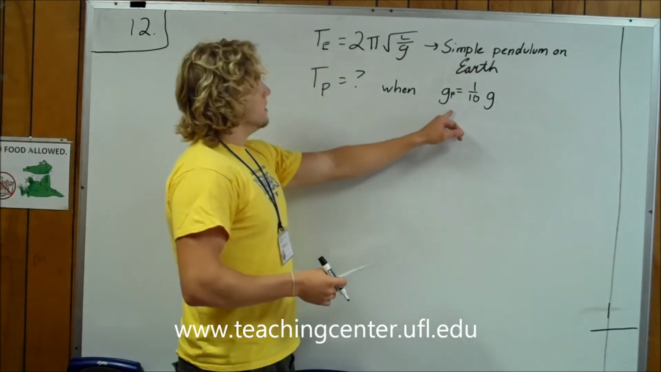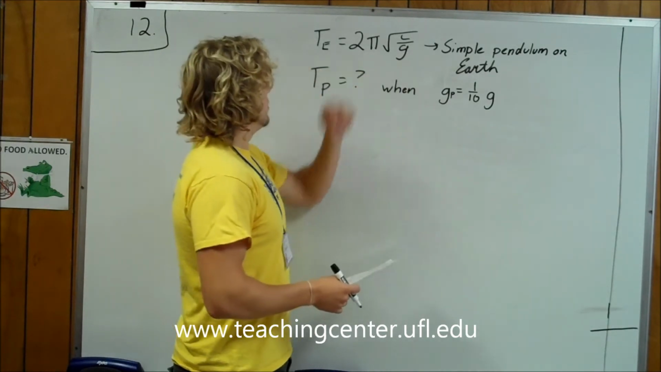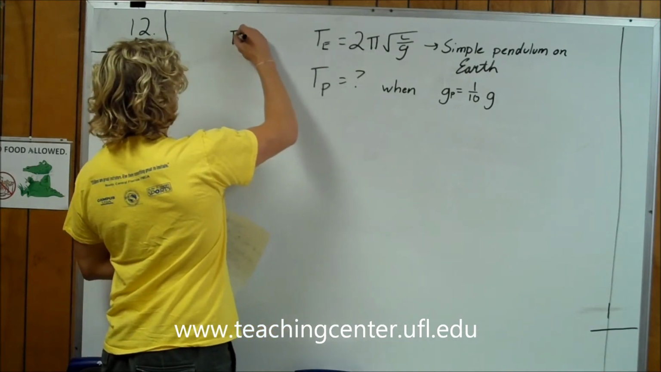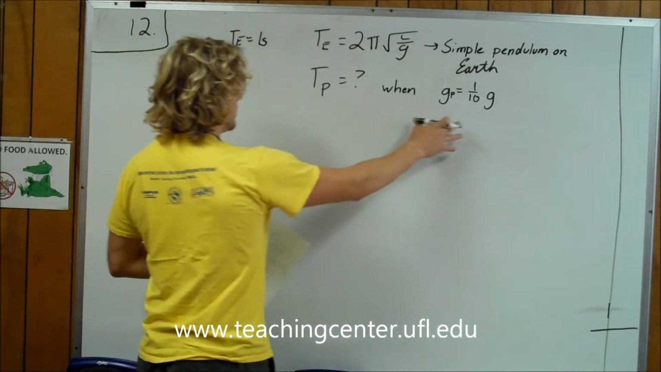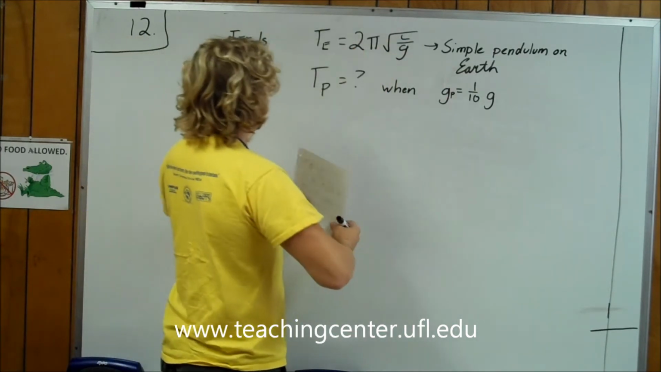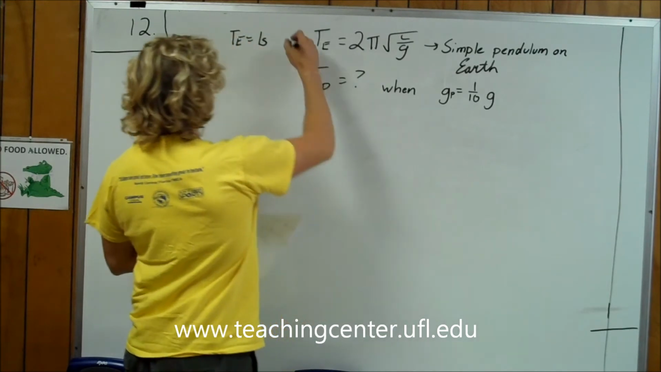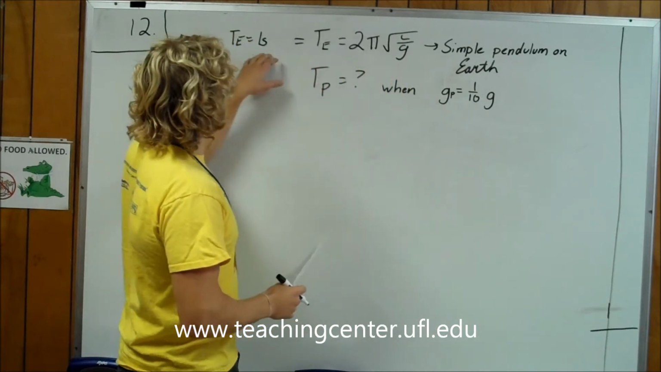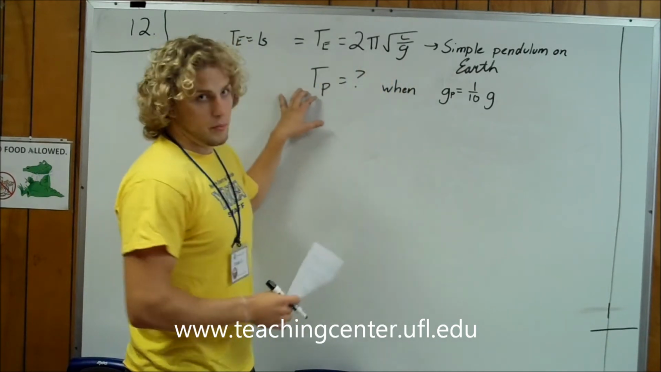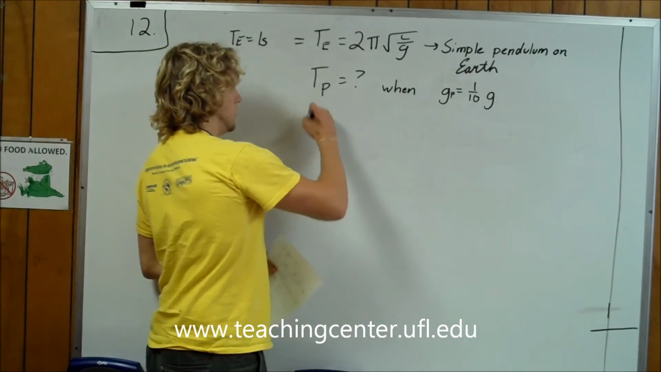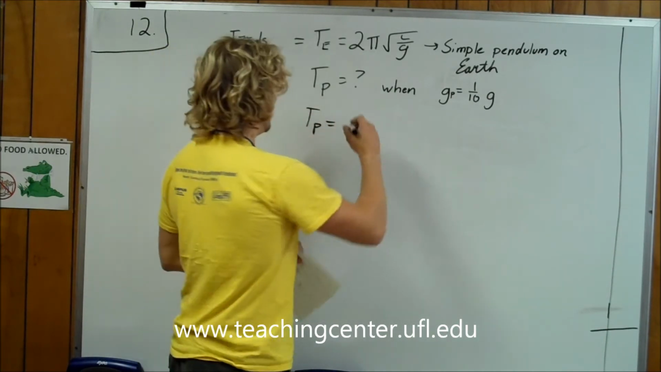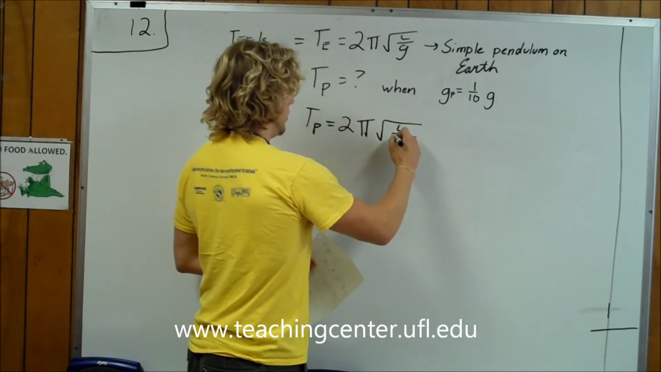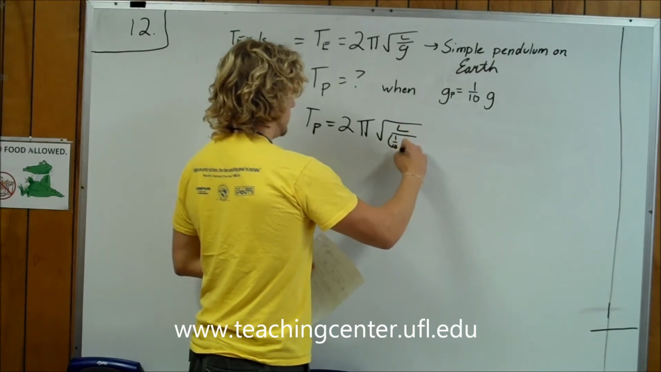So we're just going to need to make a substitution into the original time period, because we know that the time period on Earth is equal to 1 second. So once we use this and plug it in here, then we can find the period of motion on this other planet. So the time period on the planet is equal to 2 pi times root L over, this time, 1/10 g.